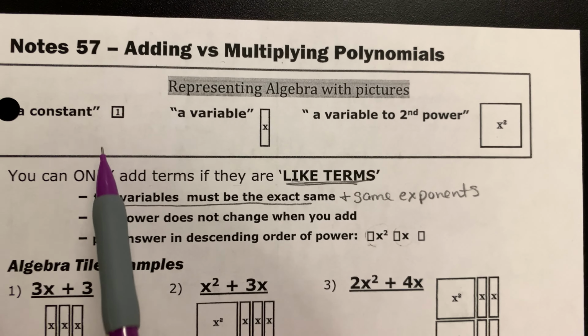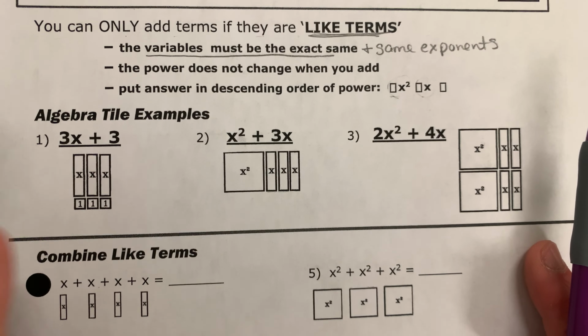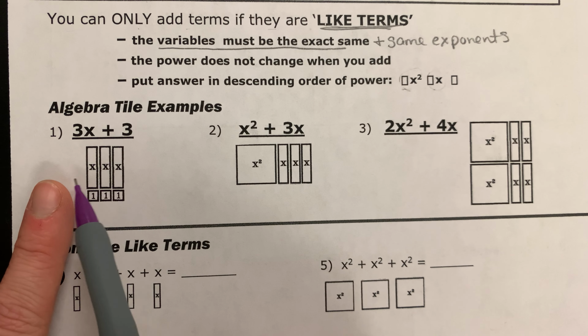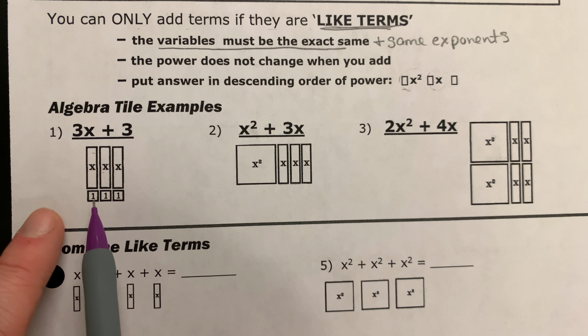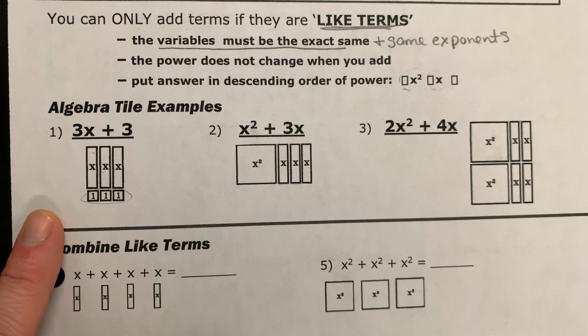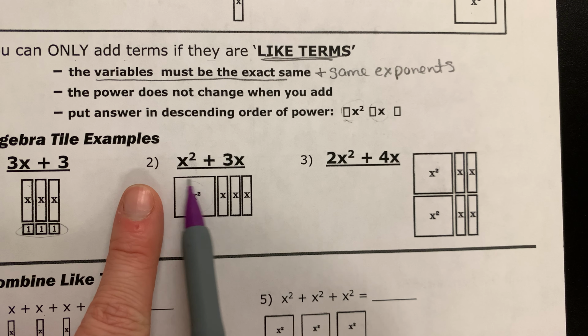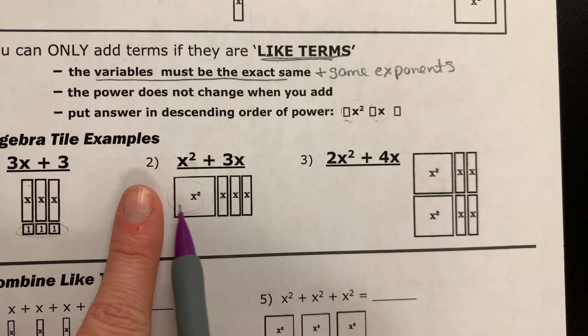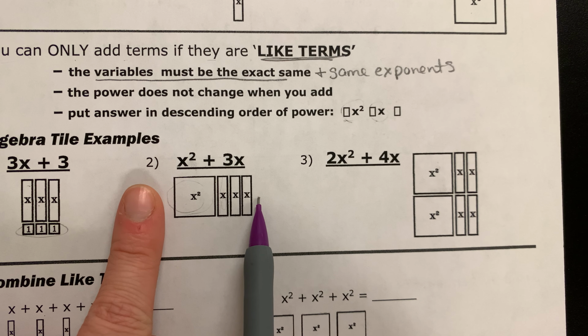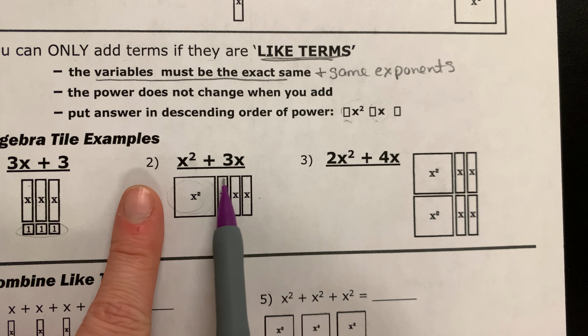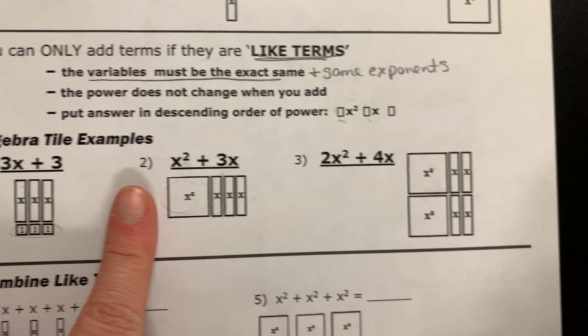Okay, and we can see in these algebra tiles that 3x looks different than 3 constant would. An x squared looks different than just an x would. So I can't combine these and say it's 4x. X squared is not the same thing as a regular x.